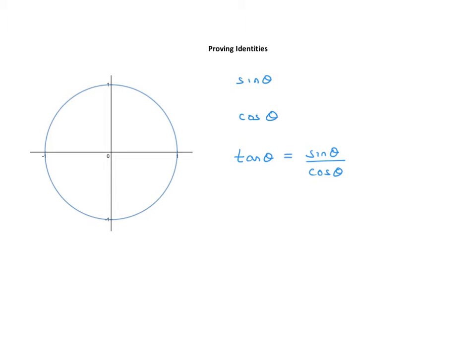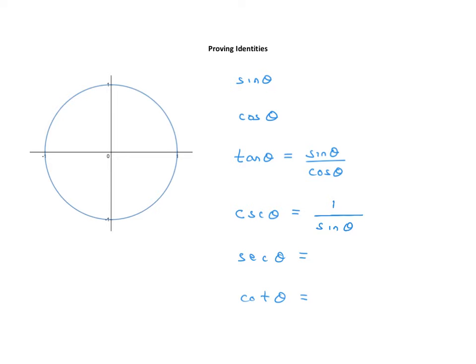There were three other trig functions. There was cosecant of theta, there was secant of theta, and then we also had cotangent of theta. So what are those? Well, they have definitions based off of sine and cosine as well. Cosecant is the reciprocal of sine. So if you see cosecant, that really means 1 over sine of theta.